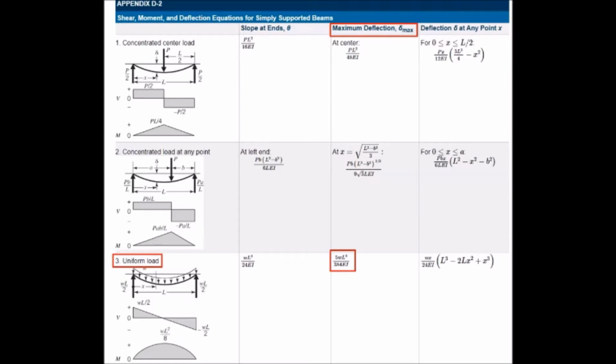Now we want to look through this whole chart and decide which case best matches us. What we know is we have a uniform load, so we're down here in case 3, and we're looking for maximum deflection. Yes, we have the two support pieces on the ends, and we have this length L. At the maximum deflection, we have this relationship, given as 5WL to the 4th over 384 times EI.